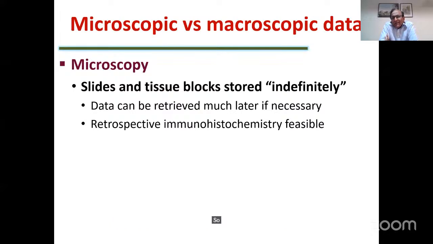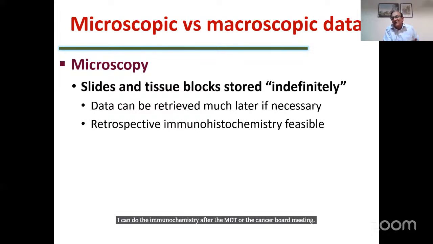When it comes to microscopy, the slides and tissue blocks are stored indefinitely. So the data can be retrieved much later if necessary. If I miss something on microscopy, I can retrieve that data later. If I miss something because my clinicians don't use that data, but the patient then goes to London and the urologist in London needs that data, the London pathologist can review the histology slide and retrieve that data. Same way, if I don't do immunohistochemistry up front, I can do it after the MDT or the cancer board meeting. So you have a second chance.